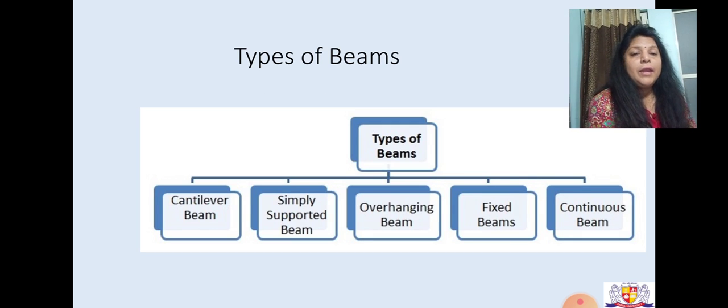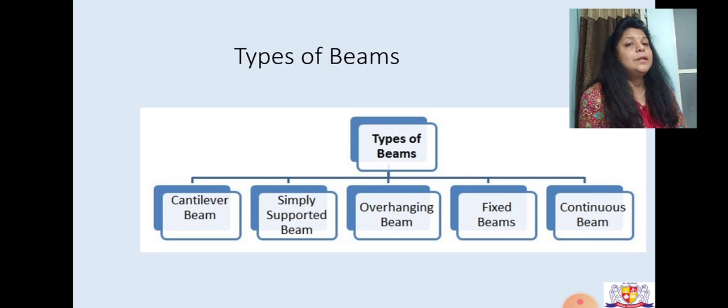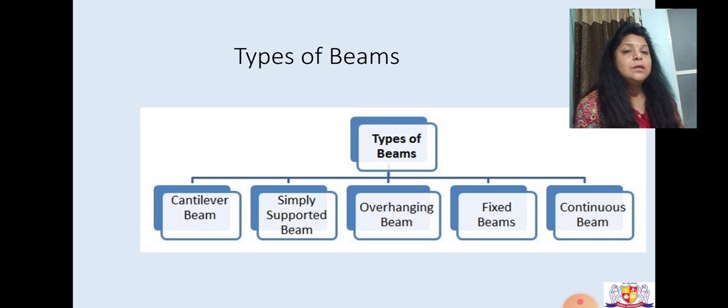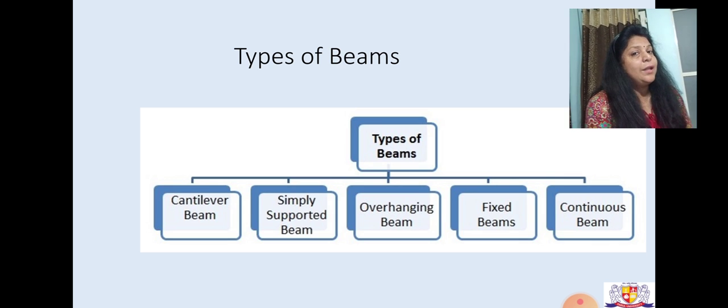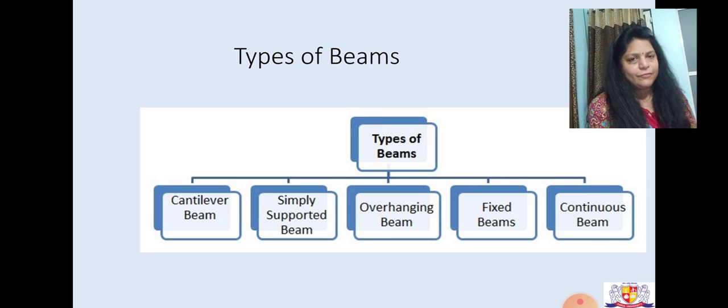Now, we have to classify different types of beams, right? The classification of the beam is basically based on the type of support. That means the beam can have two supports, it can have one support, it can have more than two supports. So based on the support, the beam is classified, right?